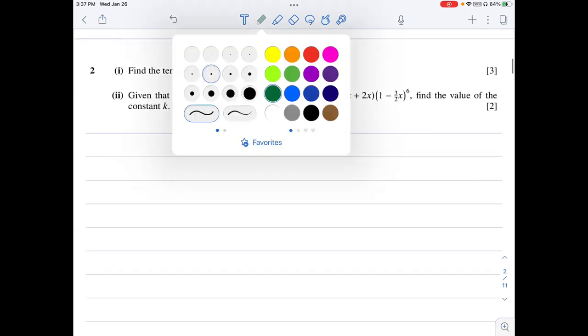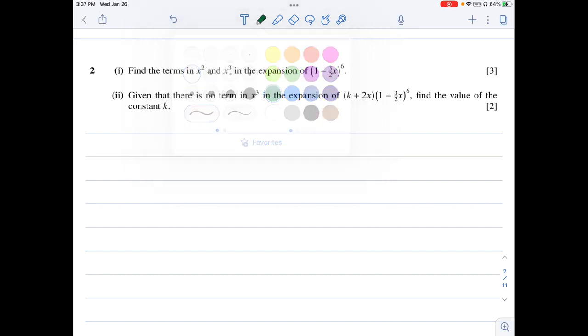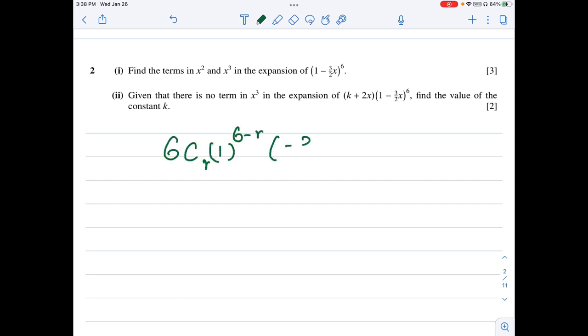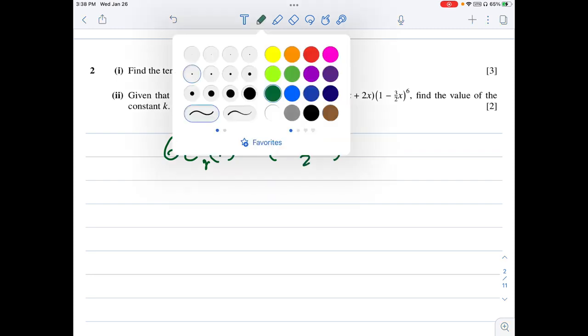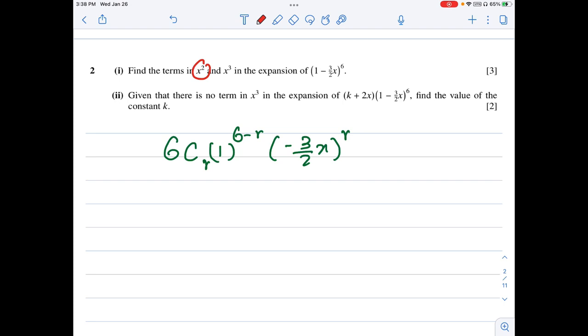Question number 2. Find the terms x square and x cube in this expansion. I just write the general term: 6Cr times 1 to the power of 6 minus r times minus 3 upon 2x, whole to the power of r. As such, I want x square, so the r value should be equal to 2.